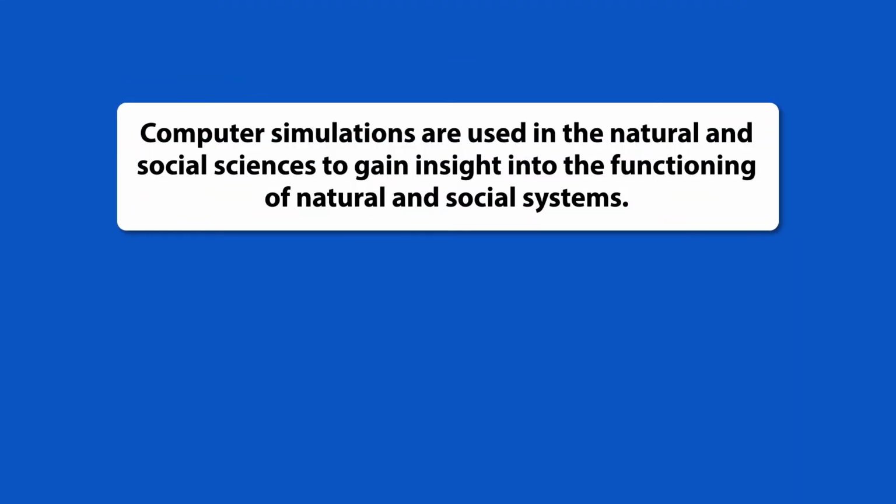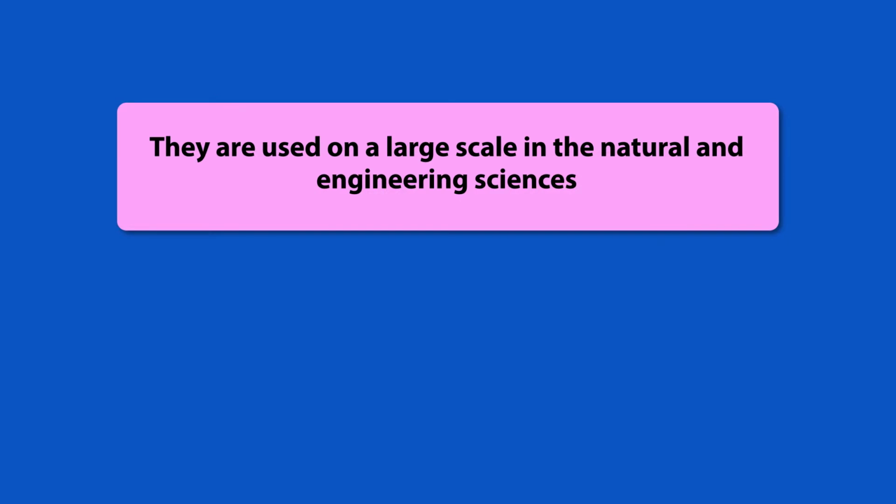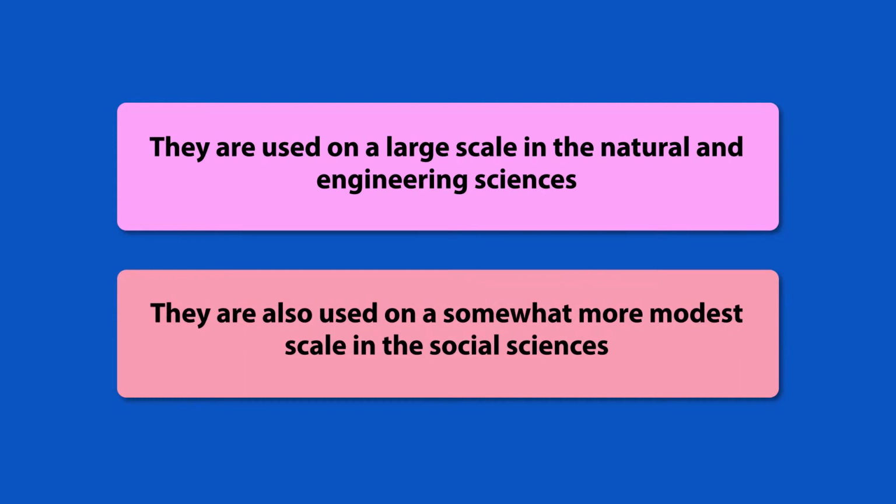Computer simulations are used in the natural and social sciences to gain insight into the functioning of natural and social systems. In the engineering sciences, they are used for performance optimization, safety engineering, training and education. They are used on a large scale in the natural and engineering sciences, where fields have sprung up such as computational physics, computational neuroscience, computational fluid mechanics, computational meteorology and artificial life. They are also used on a somewhat more modest scale in the social sciences.